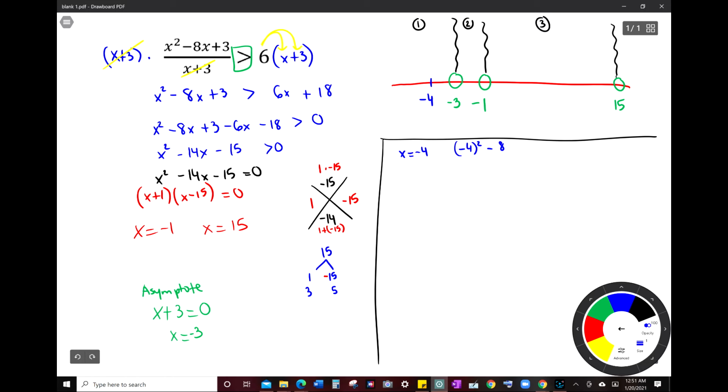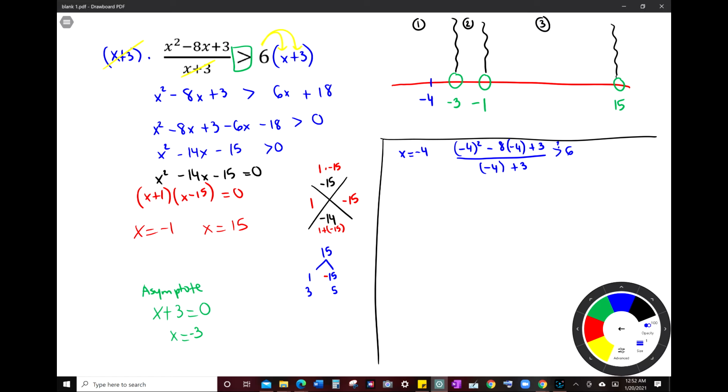Equals 8 times negative 4, that should be inside the parentheses again, plus 3, everything over negative 4 plus 3, and greater than 6. I put a question mark here because we don't know if it's greater than 6 or not. Okay, and do the calculation.